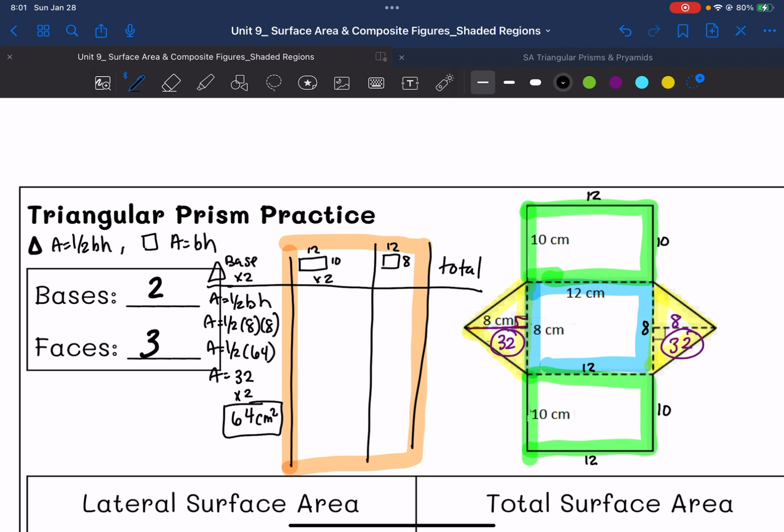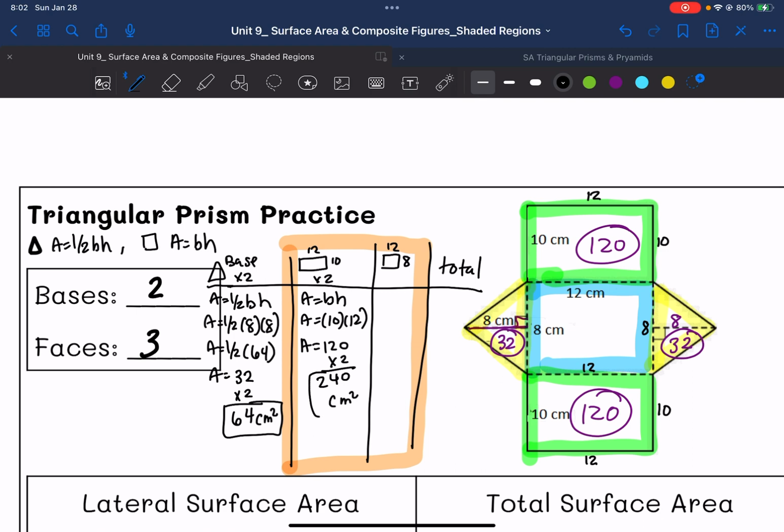All right, now let's look at the first rectangle, the 10 by 12 rectangle. Area is equal to base times height. The top rectangle is 10 by 12, which is just 120. Now that means that this is 120 and this is 120. So what can we do? We can either add them or we can multiply by 2. So this would be 240 centimeters squared. I'm done with that piece, okay?